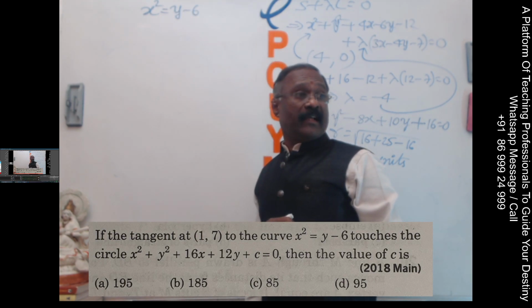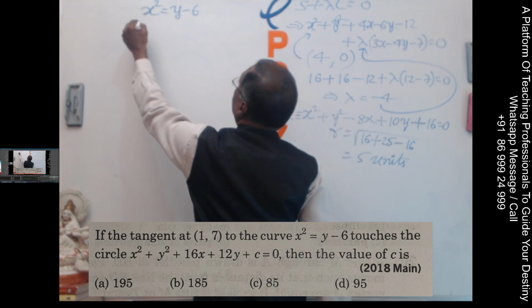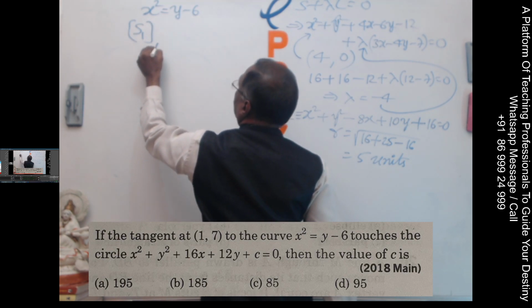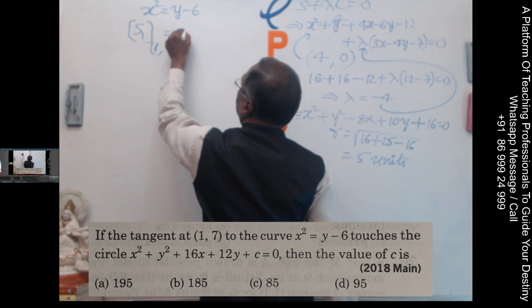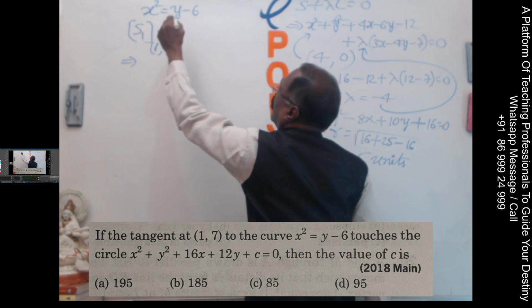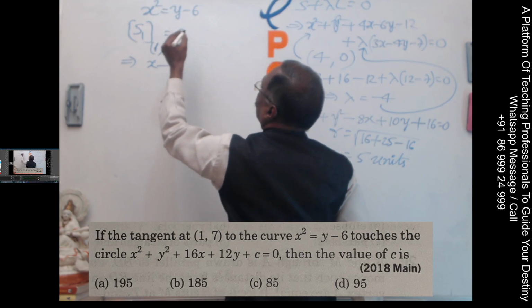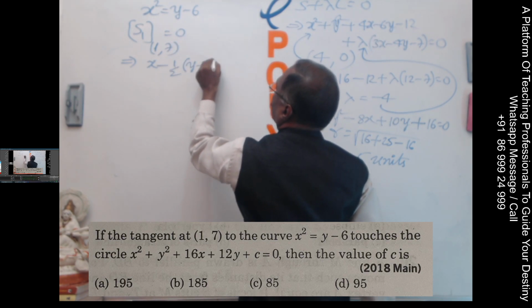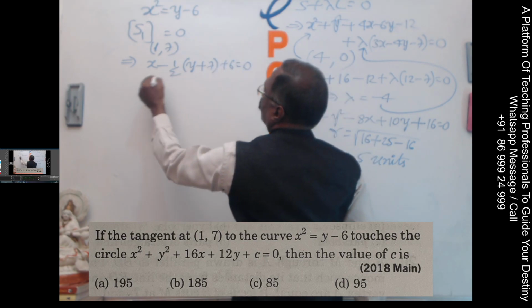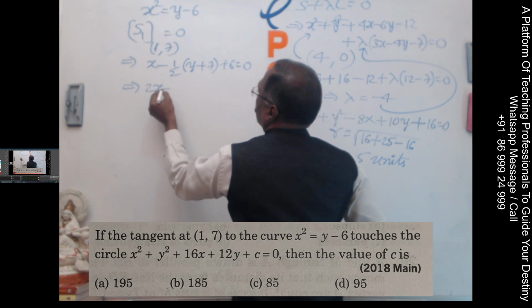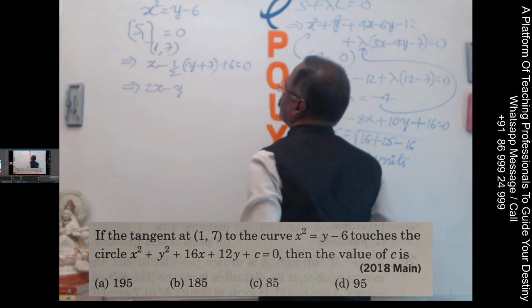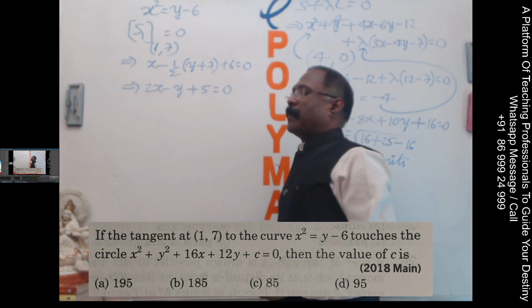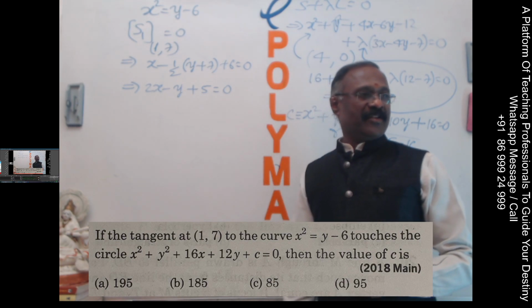And what is the point given? (1, 7). S1 at (1, 7) is equal to 0, which implies x x1 minus 1 by 2 into (y plus 7) plus 6 equal to 0, which implies 2x minus y minus 7 plus 12 equals 0, that is 2x minus y plus 5 equals 0. That is the tangent we have got.